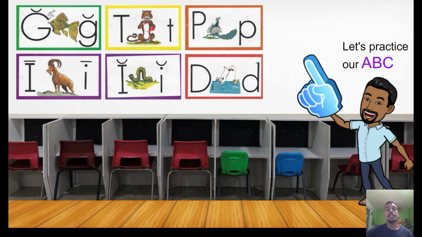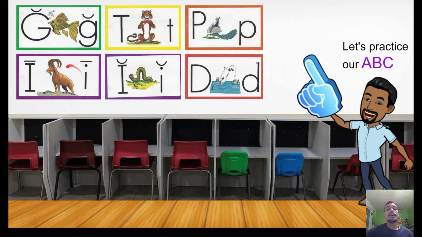The next friend here, its name is tiger. And tiger has a letter that sounds t. So when you see the letter T, it's going to sound t. The next friend here, its name is peacock. And peacock has a letter that sounds p. The letter P sounds p.